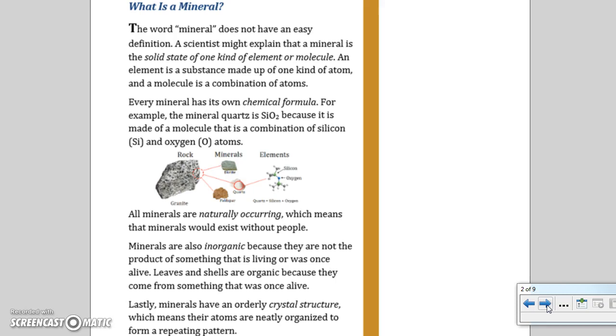All minerals are naturally occurring, which means that minerals would exist without people. Minerals are also inorganic because they are not the product of something that is living or was once alive. Leaves and shells are organic because they come from something that was once alive. Lastly, minerals have an orderly crystal structure, which means their atoms are neatly organized to form a repeating pattern.